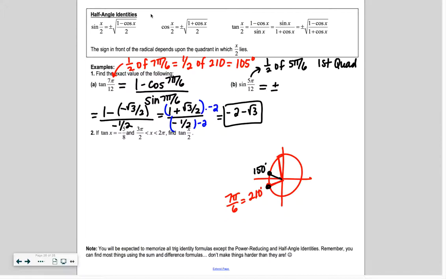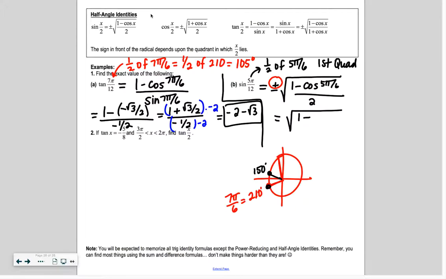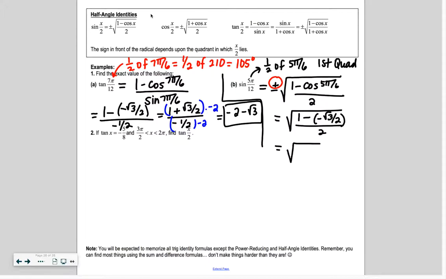So in the formula, we have plus or minus the square root of 1 minus cosine of 5 pi over 6. That was double, right? Over 2. And we want positive because we're in the first quadrant. So it's going to be positive square root of 1 minus, what's cosine of 5 pi over 6? It's actually negative root 3 over 2, yep. So we end up getting 1 plus root 3 over 2 all over 2.